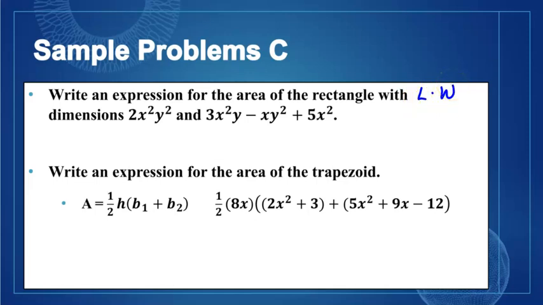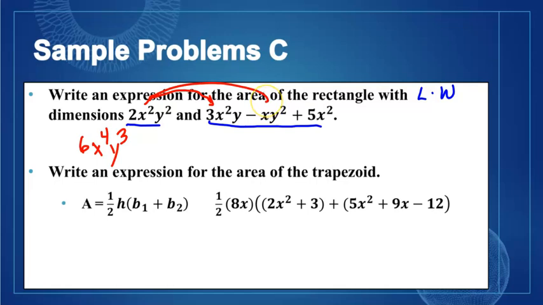And we have two dimensions. We have the length here and the width here, or vice versa. So all we're going to do is just multiply them. So I'm just distributing this. So 2 times 3 is going to give us 6. X squared times x squared is x to the 4th. And then y squared times y is y to the 3rd.